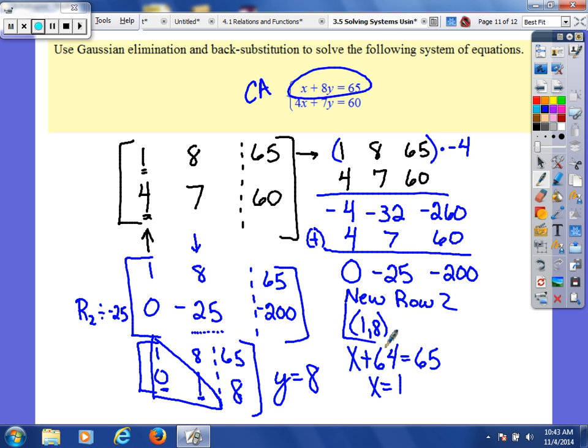How can I verify that for sure? Why don't I plug it in here, make sure it works. 4 plus 56. 56 plus 4 is 60. It works. I know my answer is 1, 8. Boom, there we go. 1, 8.